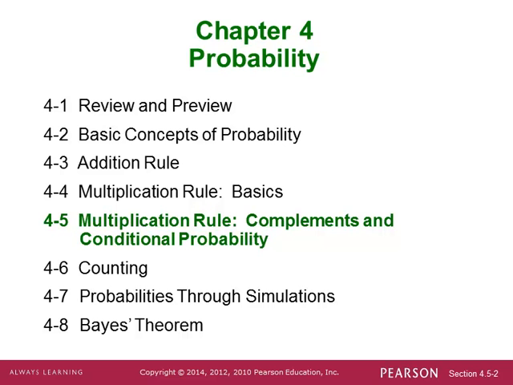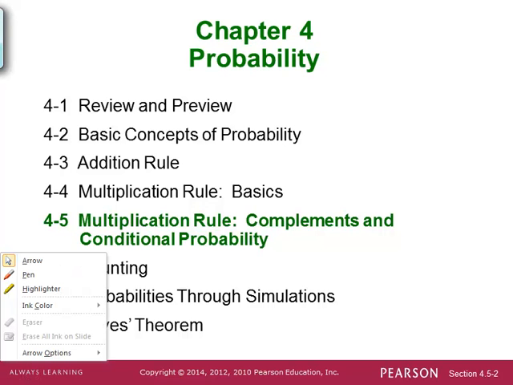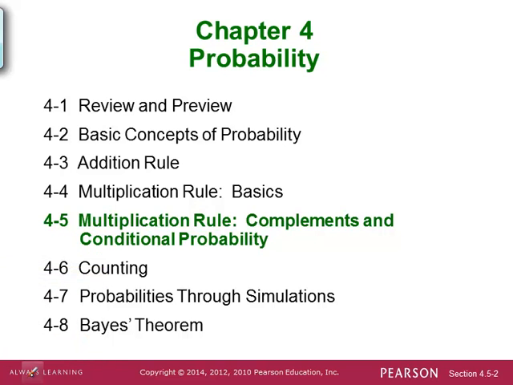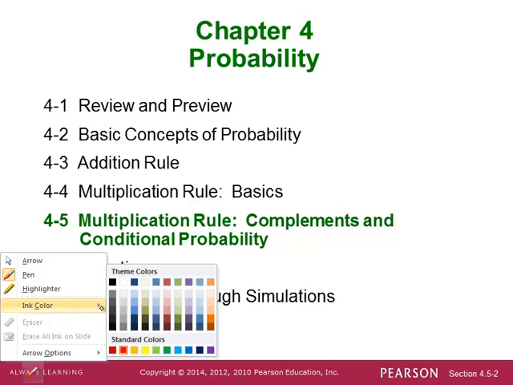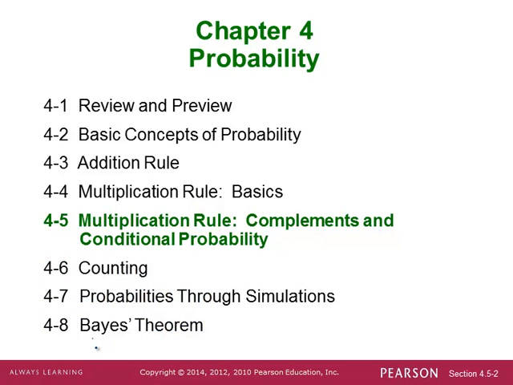We now turn our attention to section 4.5, where we will continue talking about using the multiplication rule to compute the probability, but using the complement rule and some more about the conditional probability computation. Okay?